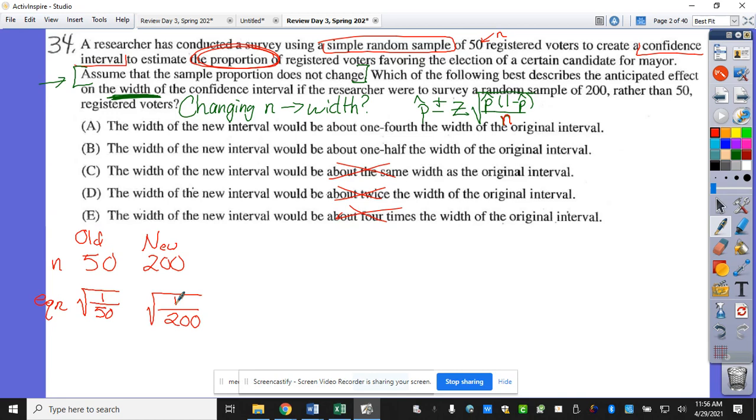So now type in, what is the square root of 1 over 50? The square root of 1 over 50 gives us what? And what is the square root of 1 over 200? So is that half or is that a fourth?